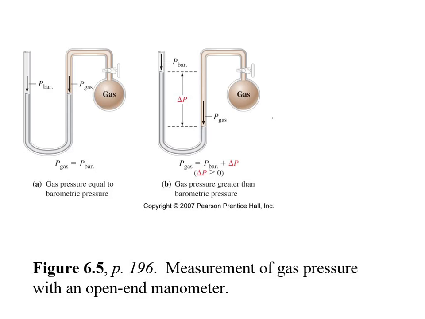So actually, we can use a nice little relationship here. The pressure of the gas being exerted, since the mercury is going this way, is equal to the pressure of the atmosphere, or barometric pressure, plus delta P.